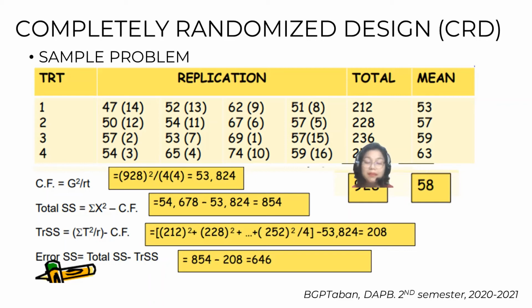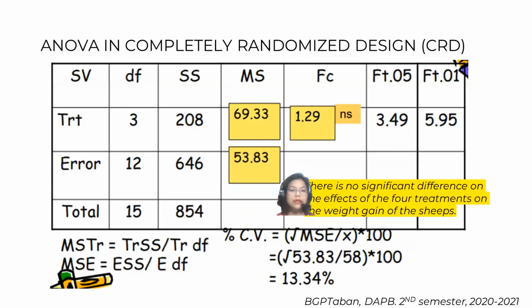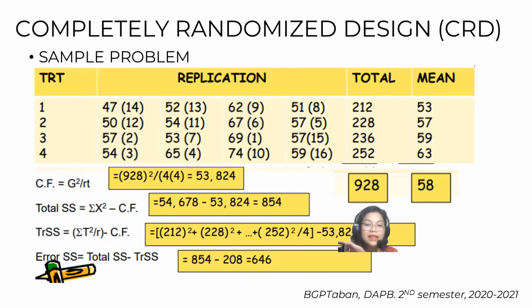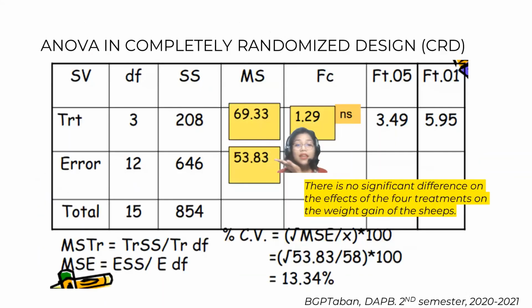For the error SS naman, pagka nakuha na natin yung total SS at saka yung treatment SS, very easy na. It's TSS minus treatment SS. So 854 minus 208, the answer is 646. So we're almost done actually. So ilagay na natin yung values kanina, di ba? Nakuha natin kanina, treatment SS 208, total SS 854, error SS 646. I-plug in na po natin yung ating values ng mga sum squares dito sa ating ANOVA table. Tapos na din po kasi nating i-compute yung ating mga DF.